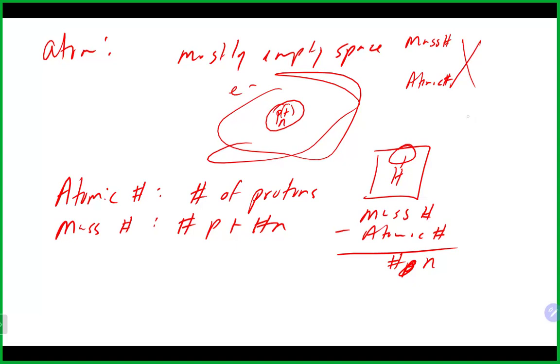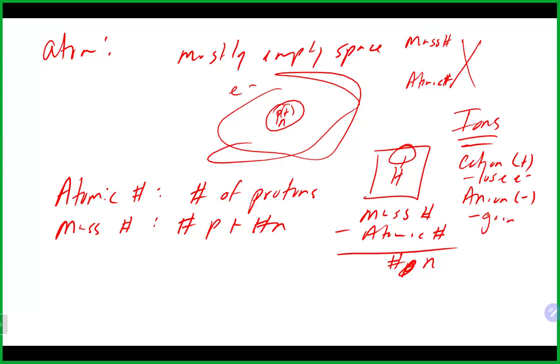We also talked about things with charges, which are ions. If you have ions, there are cations, which are positively charged, and anions, which are negatively charged. Cations are a result of losing electrons. If you've lost some electrons, you then have more protons than electrons, so you have more positive than negative, and you become positively charged. If you are an anion, you have gained electrons, the opposite definition. If you've gained electrons, you now have more electrons than protons, so you're going to be more negative.